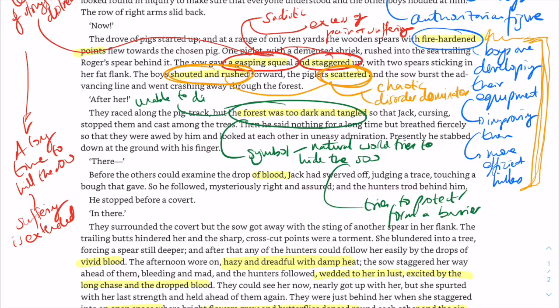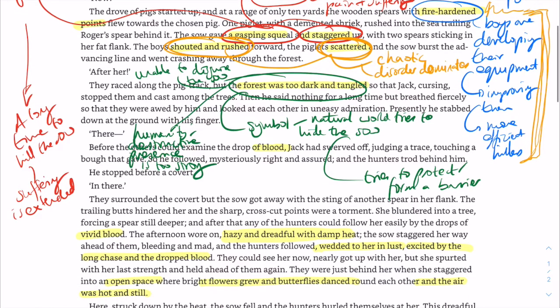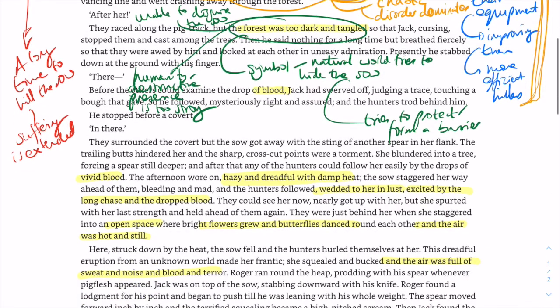But nature here, being too dark and tangled, is trying to form a protective barrier to protect the pig, but it's unable to disguise the sow. And here we have humanity's destructive presence, and humanity's destructive presence being too strong to resist the boys, to resist humanity. And it has no barrier, has no way of preventing the damage that humanity does.